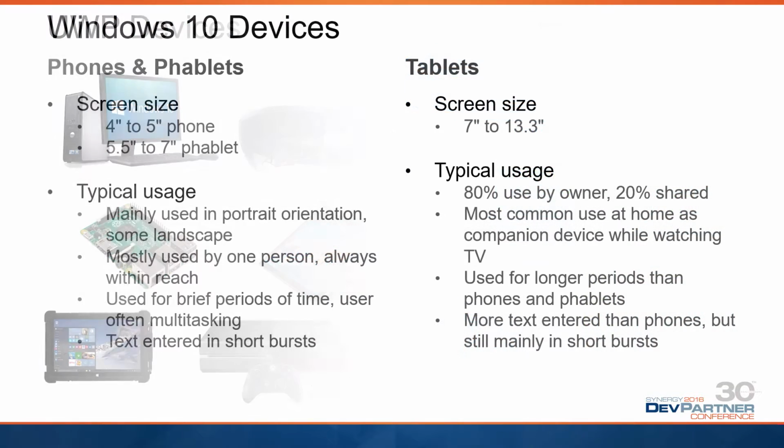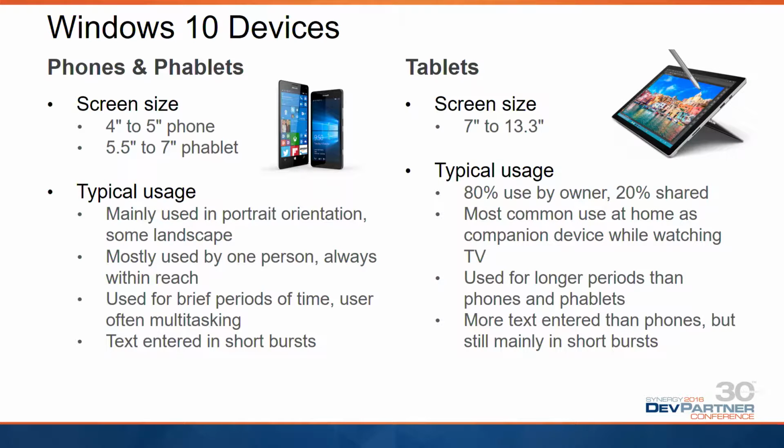So there's a whole range of devices, and those devices all have differences. They have different screen sizes, different aspect ratios. Some of them don't have screens. They all have different types of sensors and so on, but they all have a lot of commonality as well. And in fact, one of the areas of commonality is they all run Windows 10.